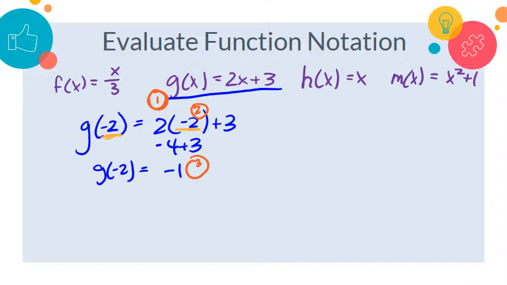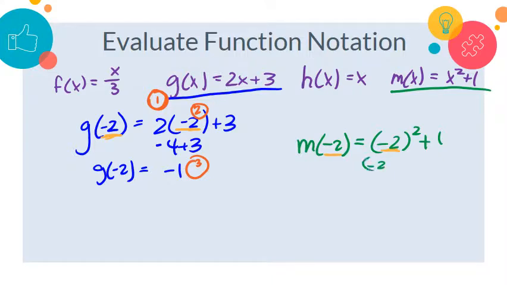Let's do one more. Let's say I tell you m of -2. All right, that means I got to choose my m function. Wherever there's an x, I'm going to put parentheses. Wherever that x is, I'm plugging in -2. Well, squared means it's times itself. That would look like this. -2 times -2 is 4. 4 plus 1 gets me to 5. So m of -2 equals 5.